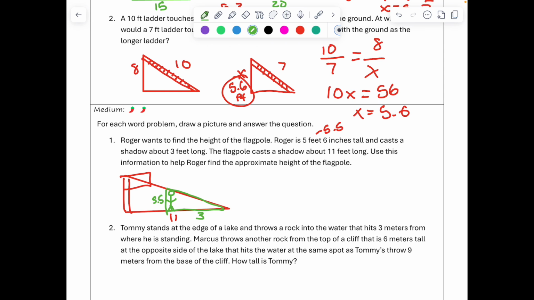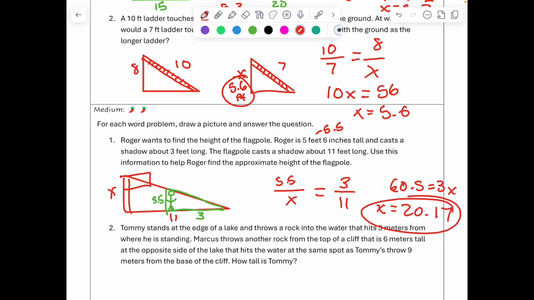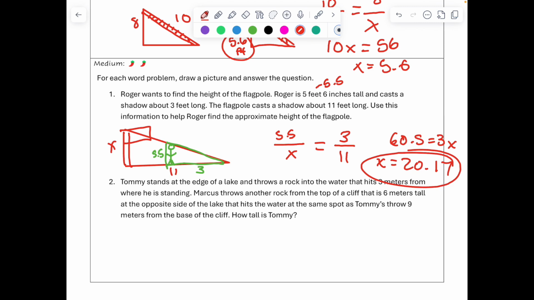So we've got 2 triangles here, and we want to know how tall the flag is. So Roger's 5.5, the flag is x, and then we've got a 3-foot shadow and an 11-foot shadow. So 5.5 times 11 is 60.5 equals 3x, and then divide both sides by 3. x equals 20.17. So the flagpole is 20.17 feet high.